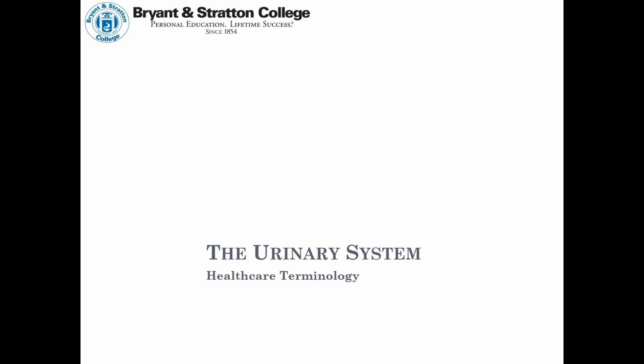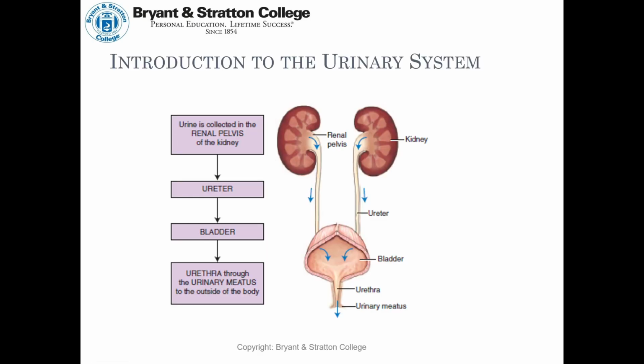All right, so now we're going to begin our discussion on system terminology. What you see here is the basic anatomy of the urinary system. We have the kidneys, where essentially all the filtration happens. We have the ureters, which are a transportation component to the bladder. The bladder stores urine. And then we have the urethra and the urinary meatus, which is where urine will actually leave the body.